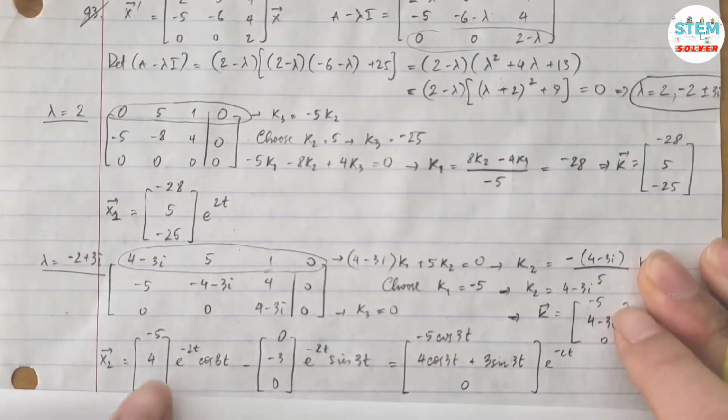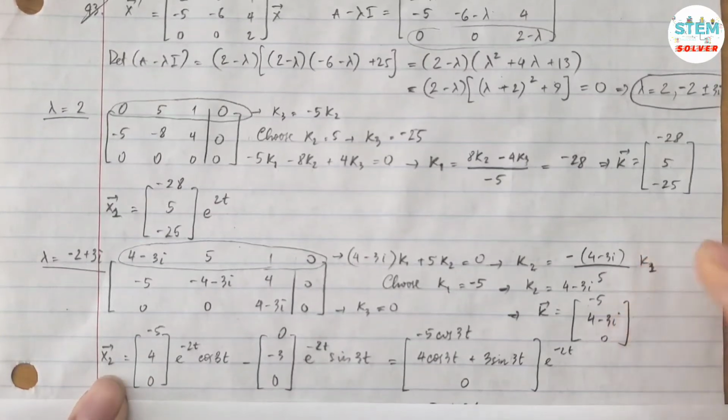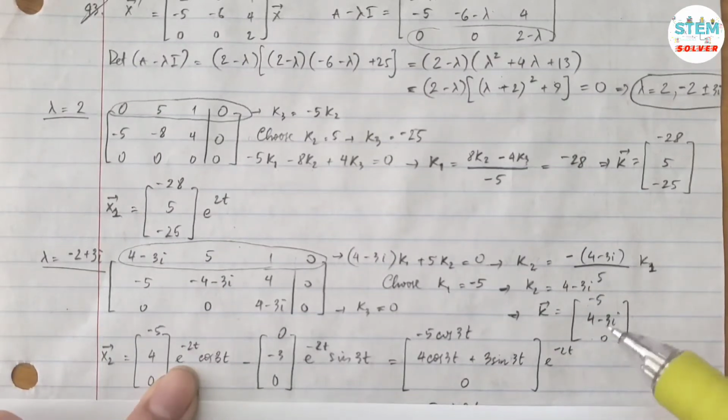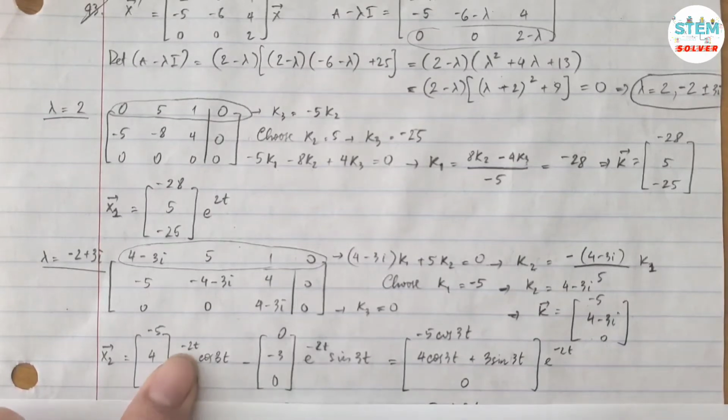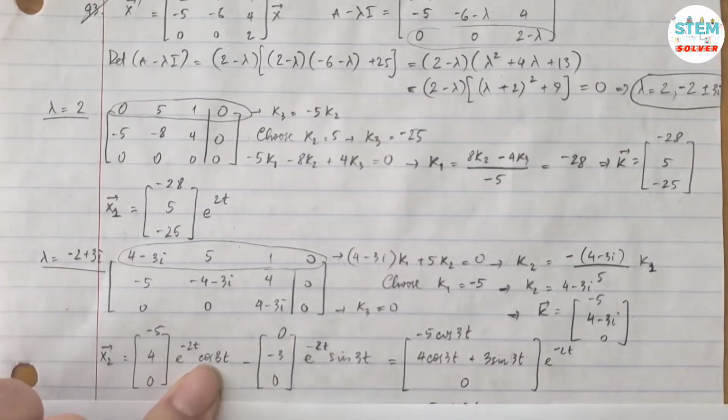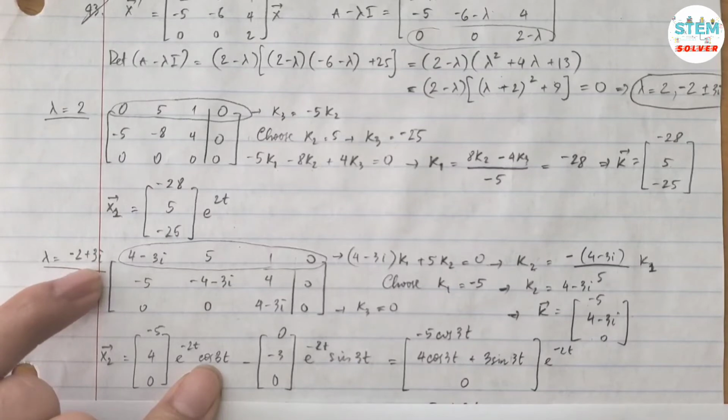Then your vector x2 is going to be the real part of vector k, which is -5, 4, 0, times cosine 3t e to the -2t. You take the real part of lambda for the exponent here, so that's why I have e to the -2t. Cosine times the imaginary part of lambda, which is 3, that's why I have 3t here.